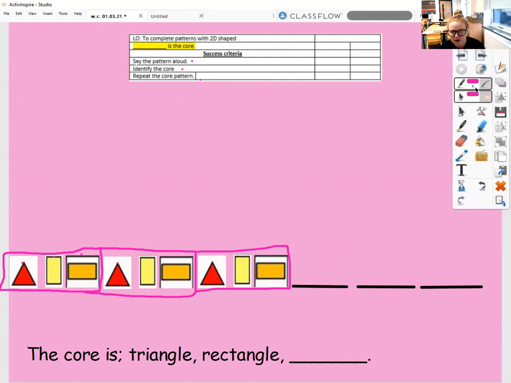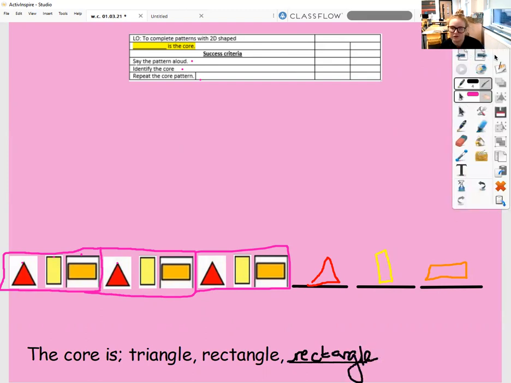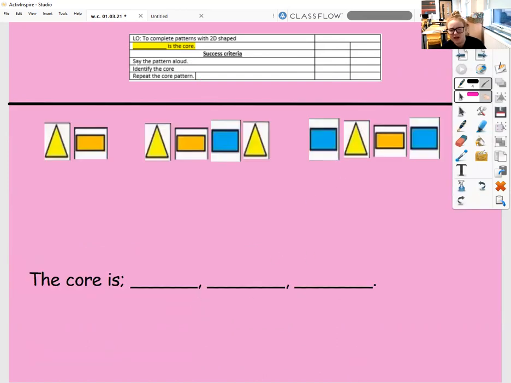So I can see it goes red triangle, my red colour, red triangle, yellow rectangle this way, orange rectangle that way. So I've repeated the pattern, and now I'm just going to complete my sentence. The core is triangle, rectangle, rectangle. Fantastic, okay. So this one is for you to have a go. I would like you to identify the core and complete the missing spaces, and then complete the sentence underneath. Off you go.